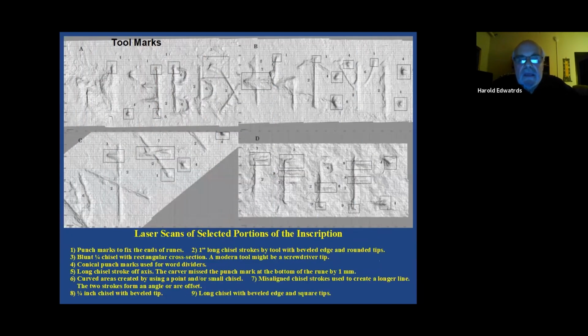Let's go to the text itself. Look at the various tools used in making the text. The letters of the text were laid out, and then the ends of them were struck with a slight punch mark. So you can see these little punch marks at the ends of these long ruins. Heavy punch marks were used to make the word spacers, which look like colons. And the long chisels were used for the lengths of the ruins. Smaller chisels were used for other parts of the ruins.